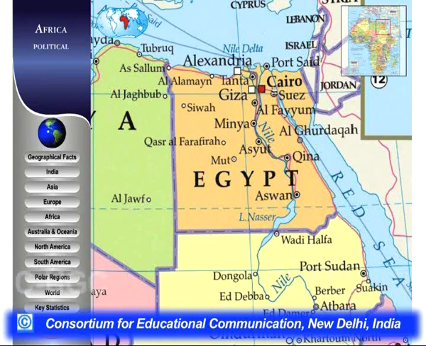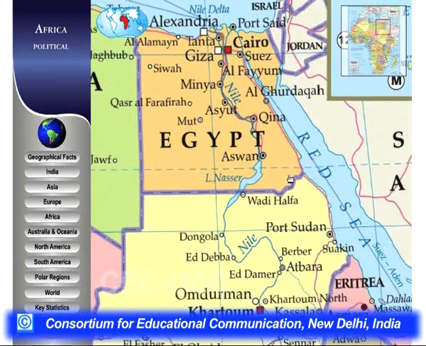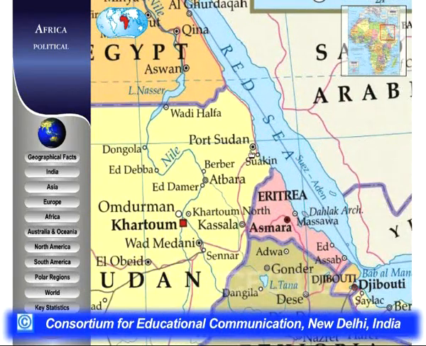Then Cairo. Cairo is a river port. Cairo is an inland port like Kolkata. Kolkata port is located on the river Hooghly. Similarly, Port Cairo developed on the river Nile. Then North Sudan has Port Sudan.